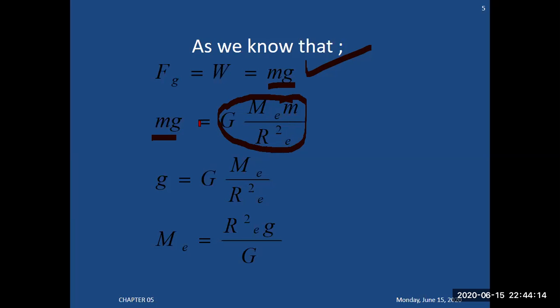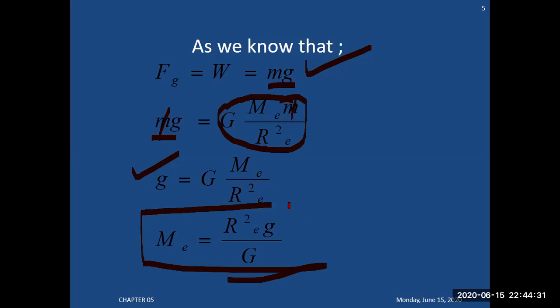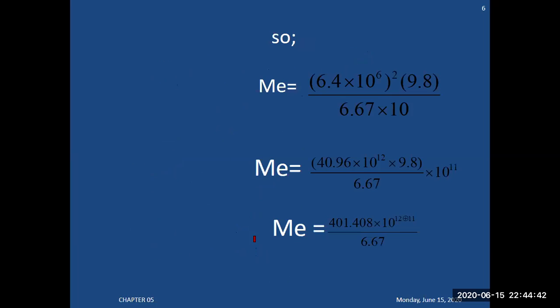If you simplify it, the mass m cancels on both sides, and finally you get g equal to G ME divided by RE squared, so the mass of the Earth is calculated by using this formula. The values of the constants, that is the radius of the Earth, the value of small g, and the gravitational constant G, are all given. If you put in the values of all the constants, you can calculate the mass of the Earth.